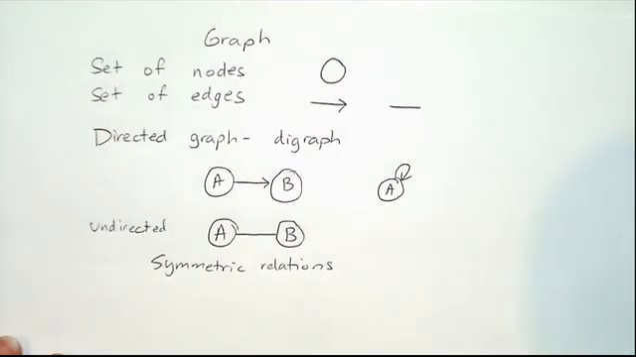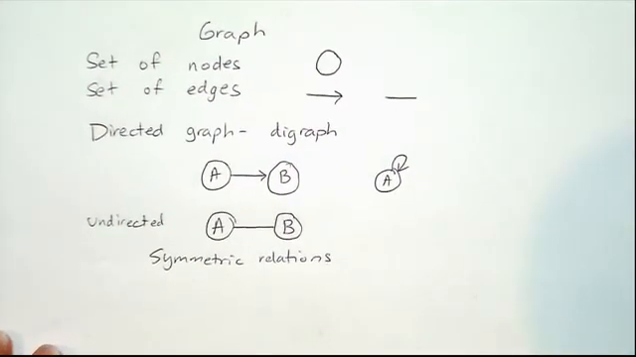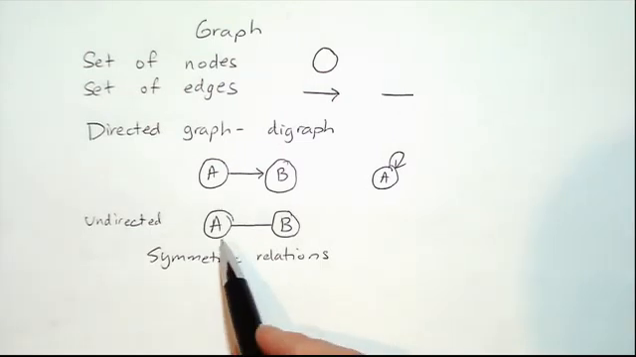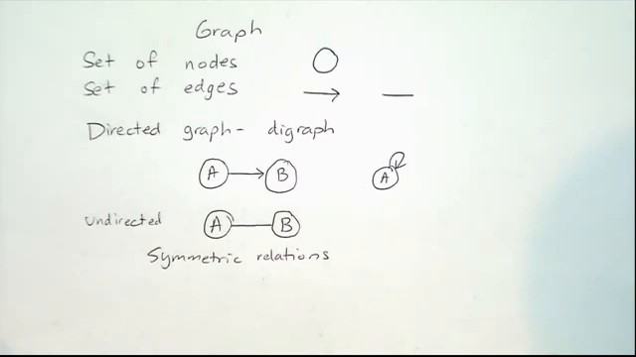Today we're going to talk about graph theory. A graph is a set of nodes and edges. A directed graph is one where the edges have a direction, so they start at one node and end at the other, just like we did for binary relations. And an undirected graph doesn't have any arrows on it, and that will work for symmetric relations. So these circles are nodes, and the arrows or lines in between are edges.